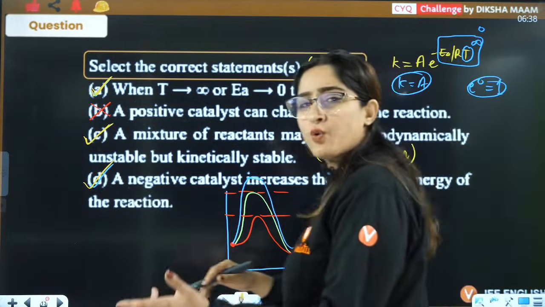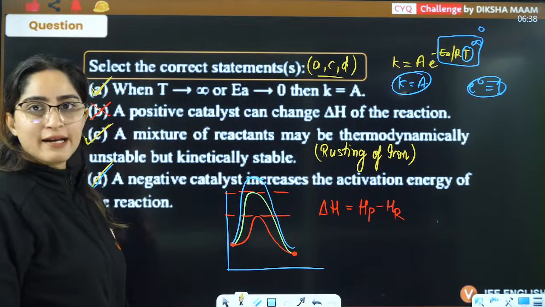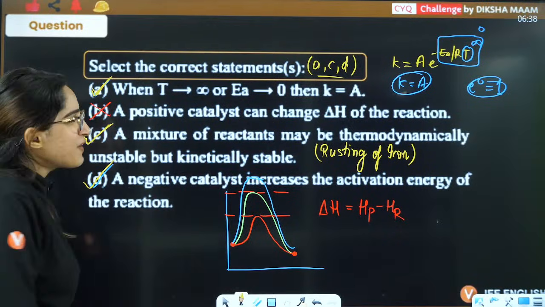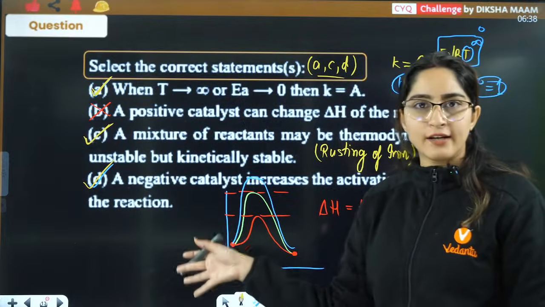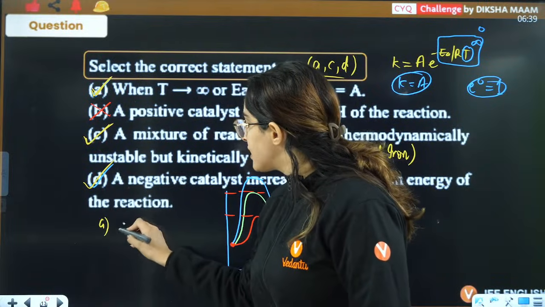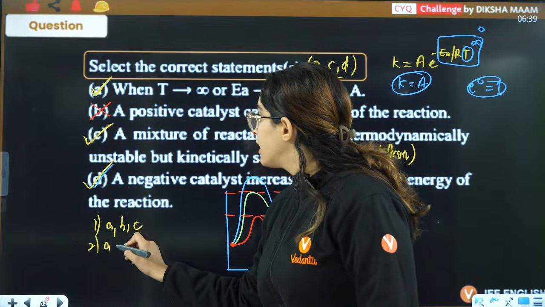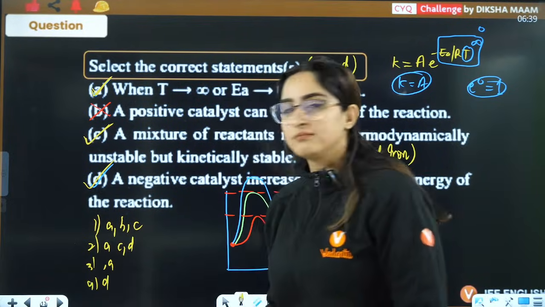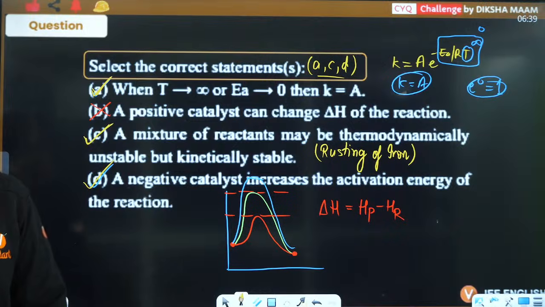You know how they can ask you the question in the exam, right? They can ask you how many statements are correct in an integer type question, so you can write 3 statements are correct. Things may vary. They may give options, let's say the first option is A, B, C, second option is A, C, D, third option is A, and fourth option is D. So what is the correct answer? Accordingly it can vary, the way they ask you the question.